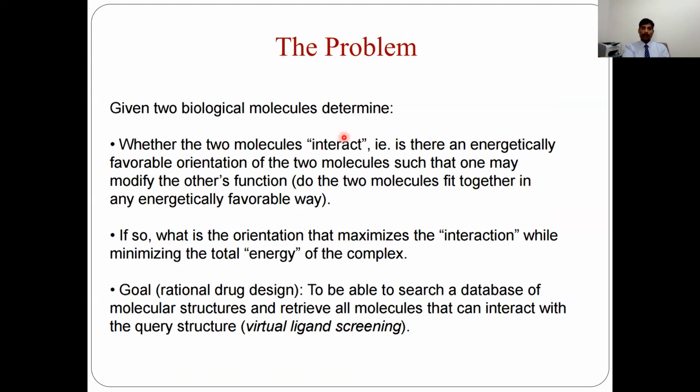Given two molecules, to determine whether they interact or not, and whether the interaction is energetically favorable, we need to understand different aspects. What is the orientation that maximizes the interaction while minimizing the total energy? We need to understand the different orientations of that molecule and which orientation is best to bind, so that energetically it is minimized and more stable. The goal is to search a database of molecular structures and retrieve all the molecules that can interact with the query structure.